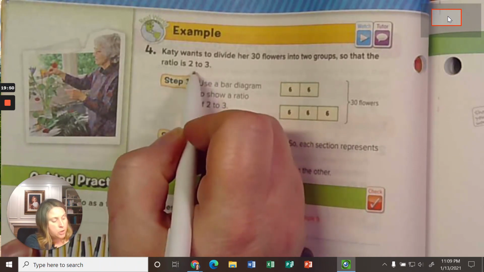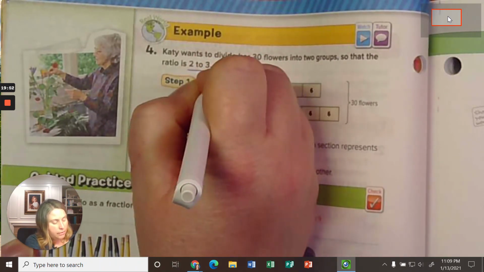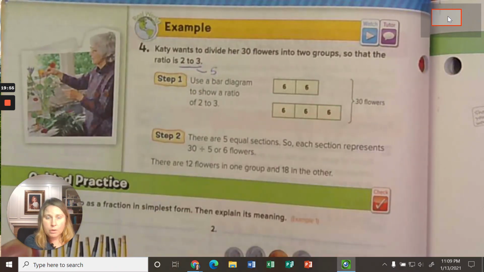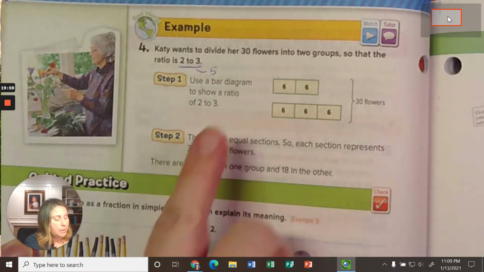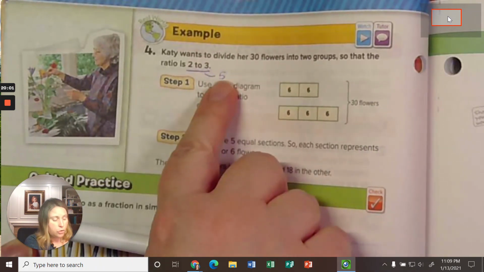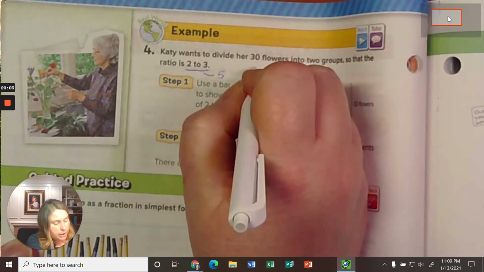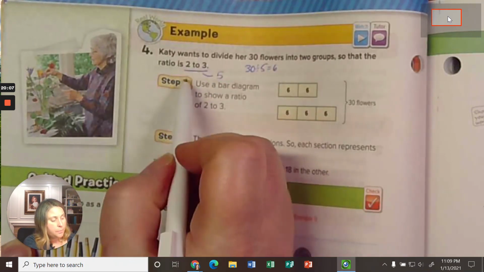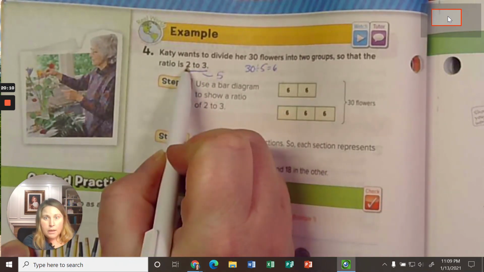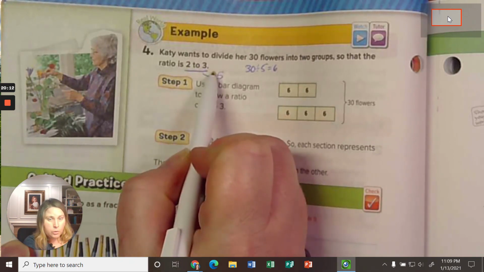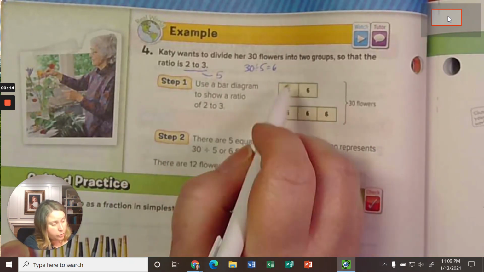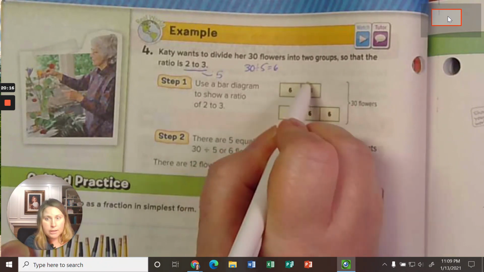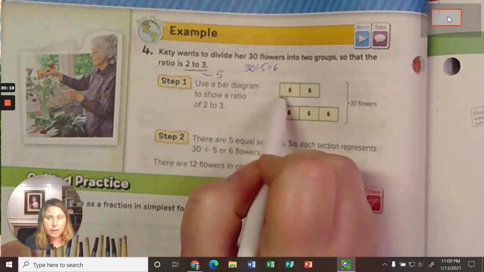Okay, so this tells us that we're going to have 5 different groupings. So how many flowers are going to be in each of those 5 groups? Okay, so 30 divided by 5 gives us 6. So we'll have 2 groups of 6 and 3 groups of 6. Okay, so then we can make this is called a tape diagram. So it's a really nice visual model.